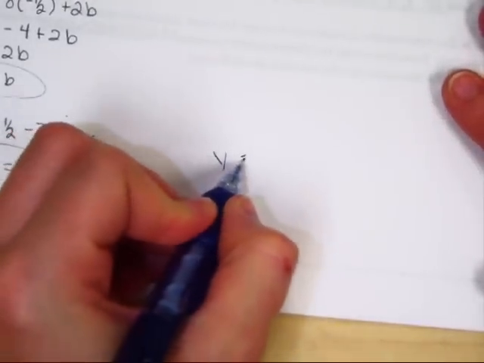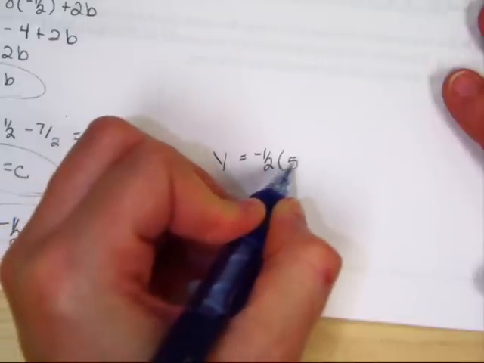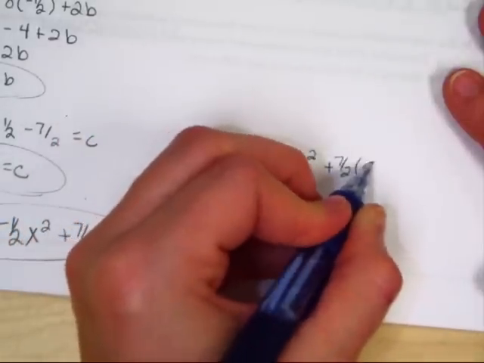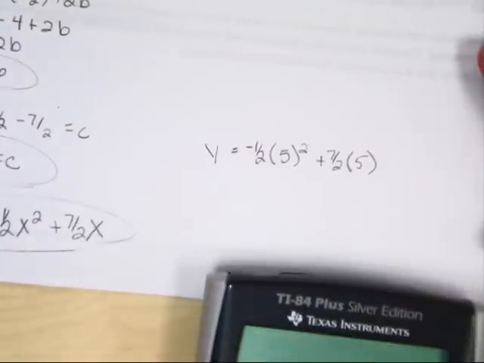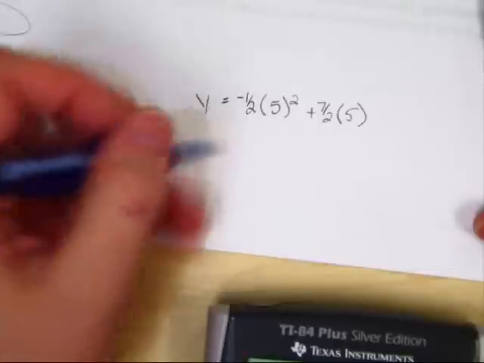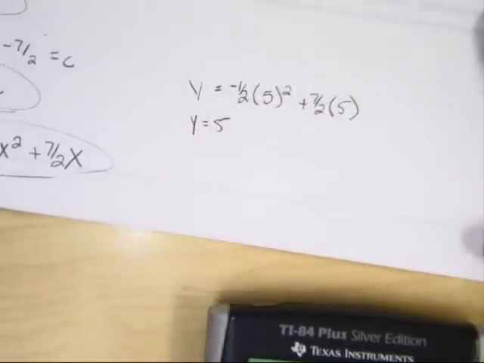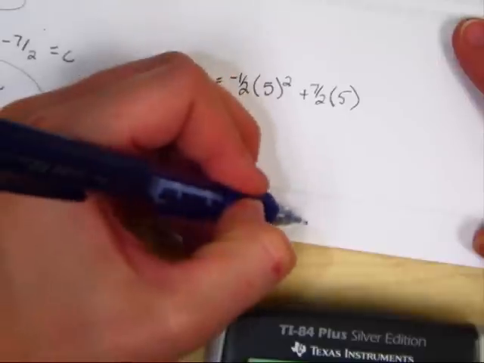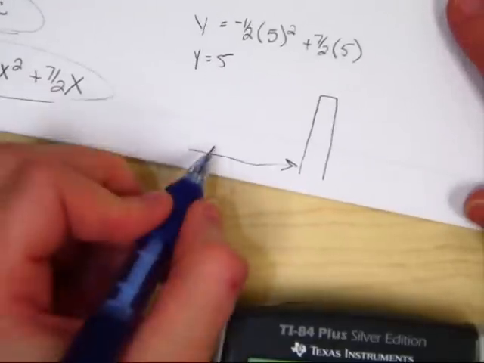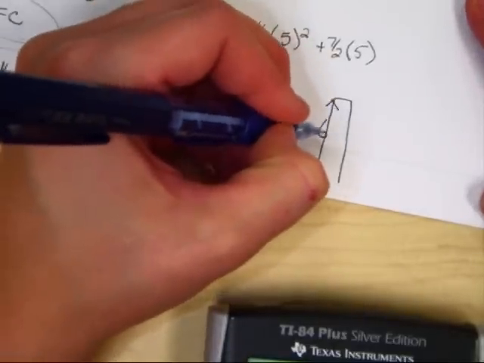So we get y equals negative 1/2 times 5 squared plus 7 over 2 times 5. Let's figure out where it's going to be when x is 5. Alright, get your calculator. Negative 1/2 times 5 squared, plus 7 over 2 times 5 is 5. So it's going to hit at 5. Now let's think about this. Here's the wall. They said the wall is over 5 and it's up 6.